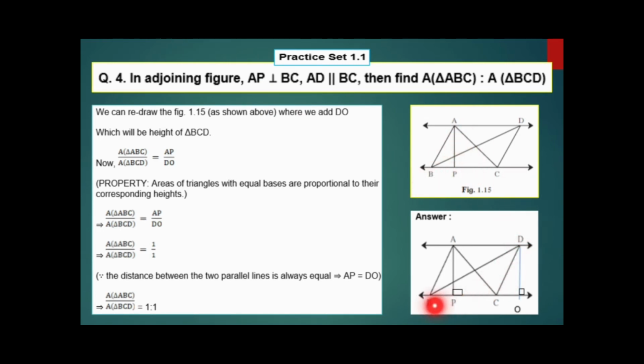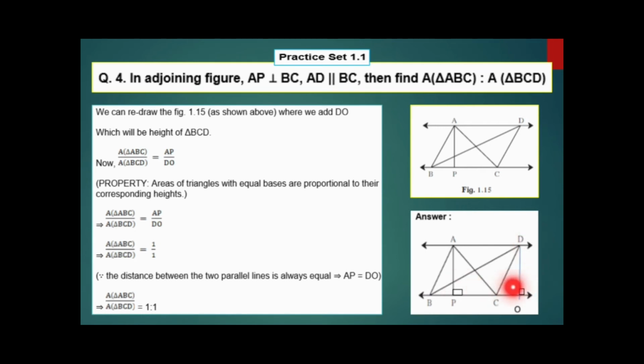And in the second part, in triangle BCD the height is not given, so we draw a perpendicular from this point D on base BC. So here DO is the height of triangle BCD.